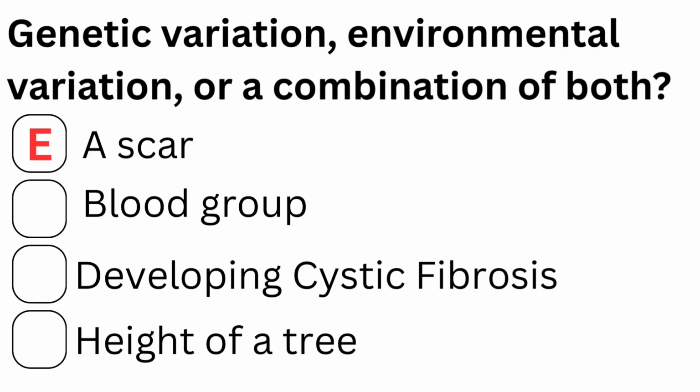So whether or not you have scars depends on your environment and what's happened to you during your lifetime. Your blood group is something that you cannot change, so that is genetic variation. Cystic fibrosis is a genetic condition that's caused by an altered faulty gene. So if you've got cystic fibrosis, that's an example of genetic variation. The height of a tree is both because some trees have genes that make them grow taller than others, but how tall it grows will also depend on how much light and other factors it receives.